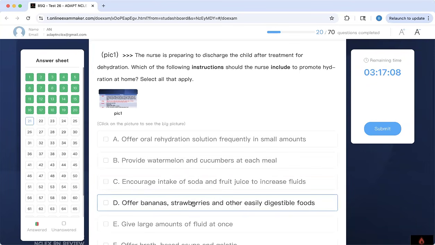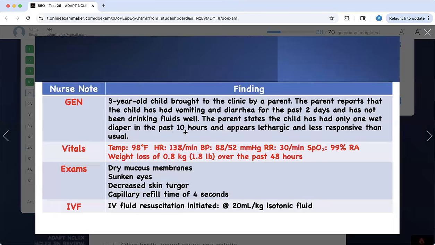A nurse is preparing to discharge a child after treatment of dehydration. Which of the following instructions should the nurse include to promote hydration at home? Select all that apply. This is the kid: a 3-year-old child brought to the clinic by the parent. The parent reports that the child has been vomiting and has had diarrhea for 2 days and has not been drinking fluid well. The parent states the child has had only one wet diaper in the past 10 hours and appears lethargic and less responsive. These are their vitals. The child lost about 1.8 pounds over the past 48 hours.